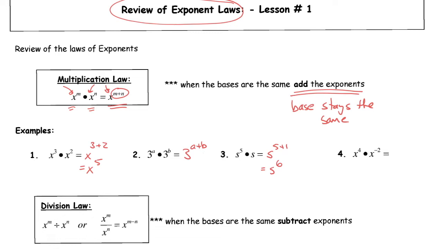And then this last one is basically just to point out that it doesn't really matter if you've got negative integers in there. The bases are the same. So my product here is going to have a base of x, and it's going to be to the power of 4 plus negative 2. Now, 4 plus negative 2 is going to be 2, so the answer here is going to be x squared. And that's the multiplication law.